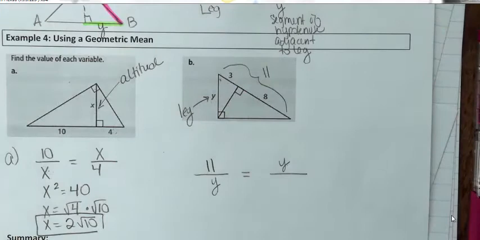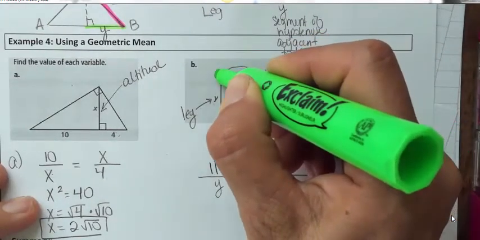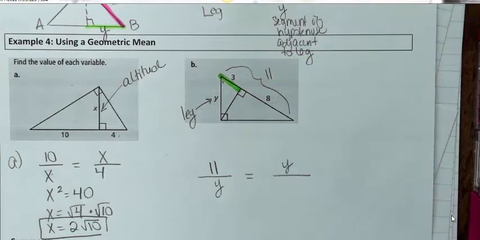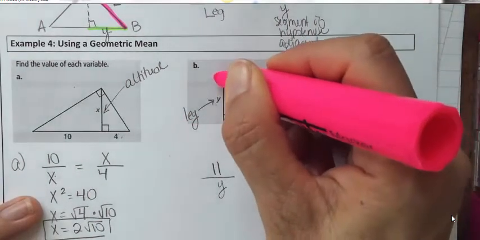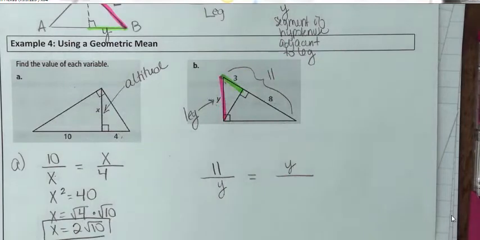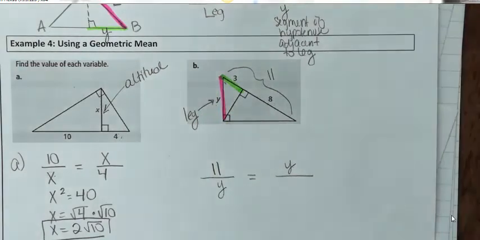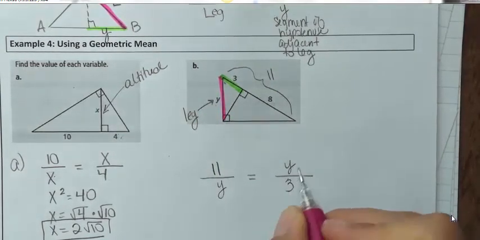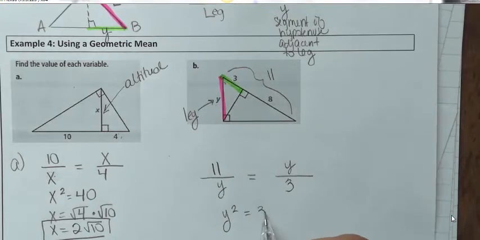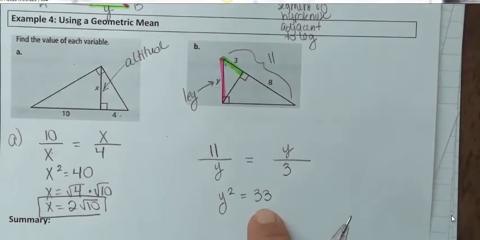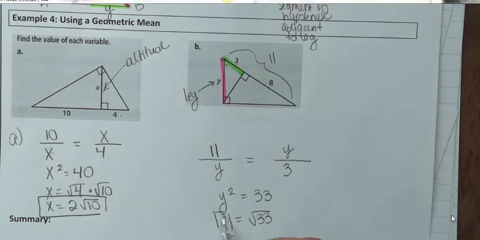So it might be helpful if I could do the color. So there's the segment of the hypotenuse, and here's the leg. You can see how they're touching. If I chose this other part of the hypotenuse, it would not be touching my leg. So I'm going to choose the 3. So I get y squared equals 33. Well, 33 is a prime number. I lied. It's 11 and 3. But 11 and 3 cannot be broken down. Those are both prime numbers. That's what I meant. So this is just going to be the square root of 33.